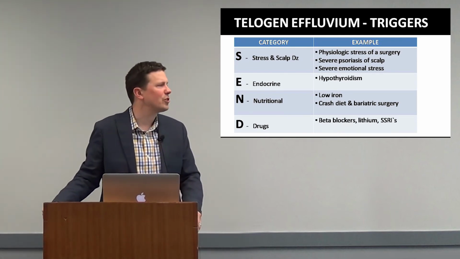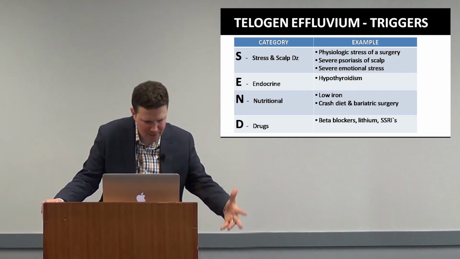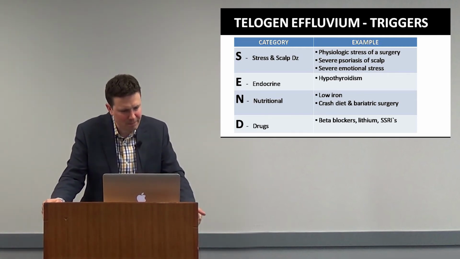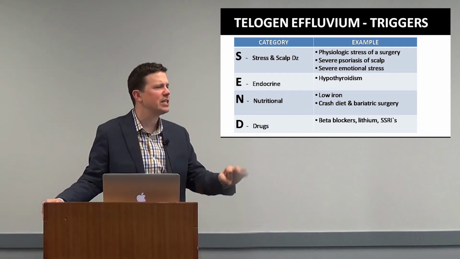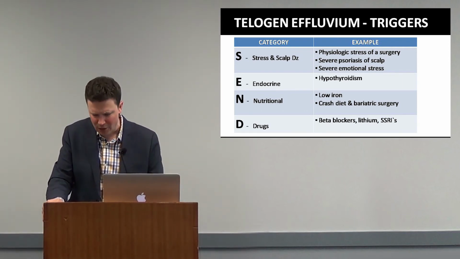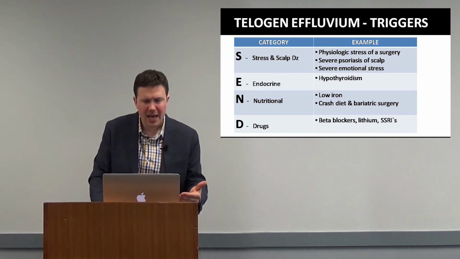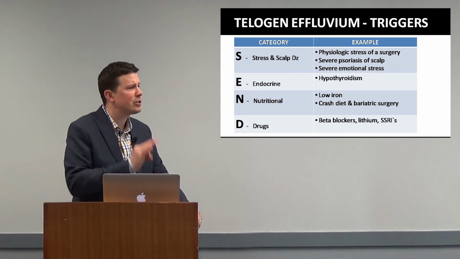E stands for endocrine. Any endocrine disorder can trigger shedding. Hypothyroidism, the birth of a baby, these are common triggers of shedding. N stands for the nutritional issues: low iron, crash diets, bariatric surgery. These are well-known triggers of shedding. D stands for drugs. Any drug can theoretically trigger shedding.